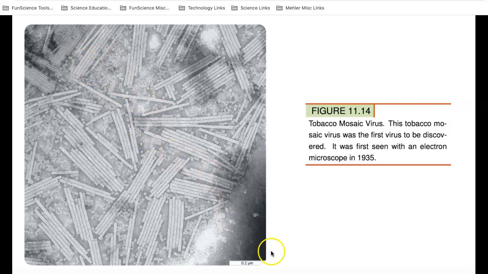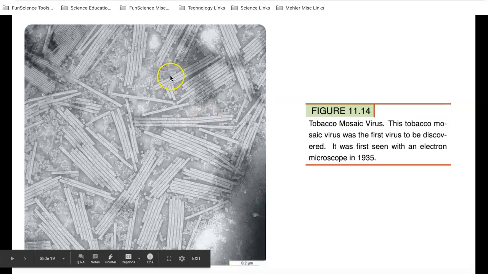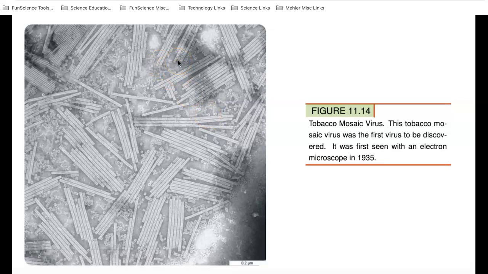I'd also like you to take a look down here on this scale. This tiny little scale says 0.2 microns. So imagine how small these are. Remember, viruses are so tiny that we can't use microns. They're just too small. So we take 1 micron and divide that by 1,000, and that's called a nanometer. Viruses are normally measured on the nanometer scale.